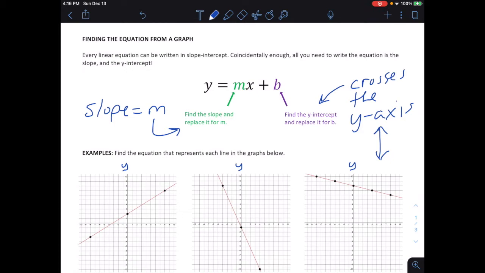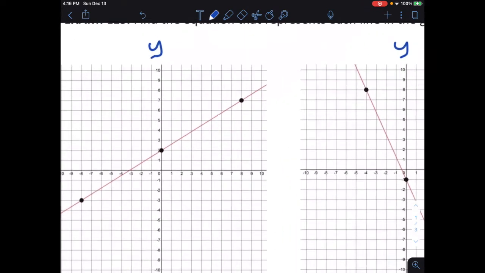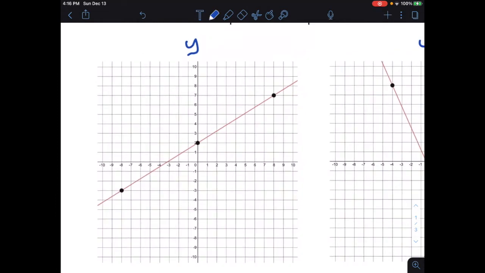All we have to do is look for a point that is on the y-axis. So if we take a look at this first one, the point that's on the y-axis, well, it's right there, it's 2. So we know that the b is 2.